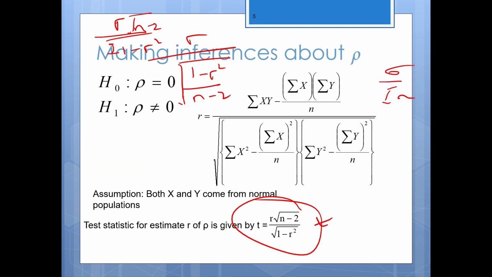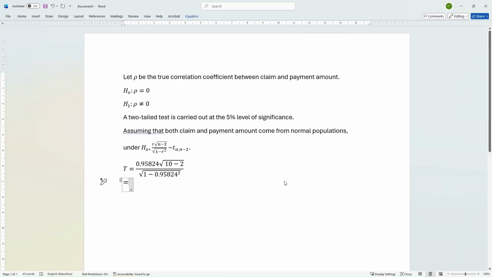Just give me a second. So the value that you have is supposed to be 9.478. Okay, that's the value of t.